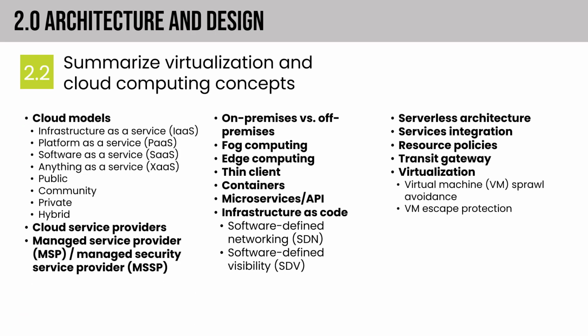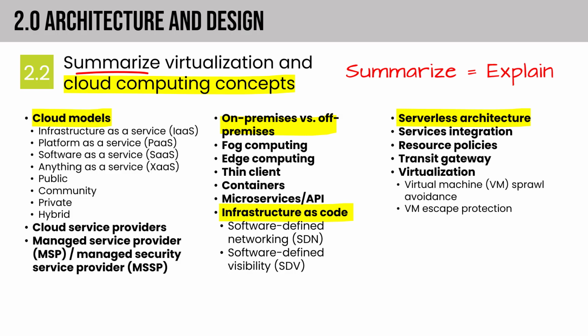So moving on to section 2.2, summarize virtualization and cloud computing concepts. We'll talk about cloud models, the advantages of on-premises and off-premises, infrastructure as code, and serverless architecture. Summarize in this context means explain. So you really just need to be conversant on these topics.